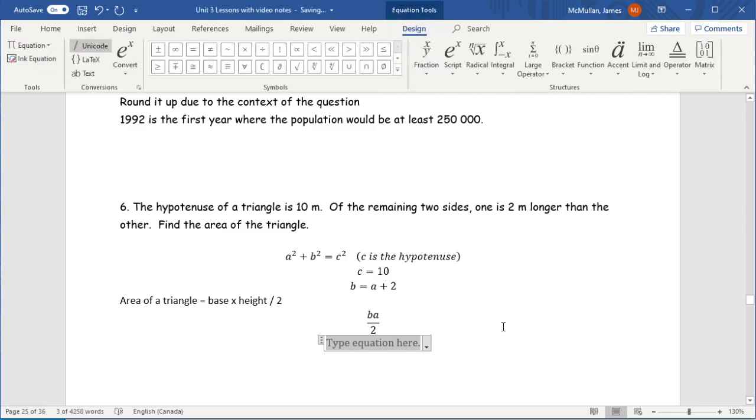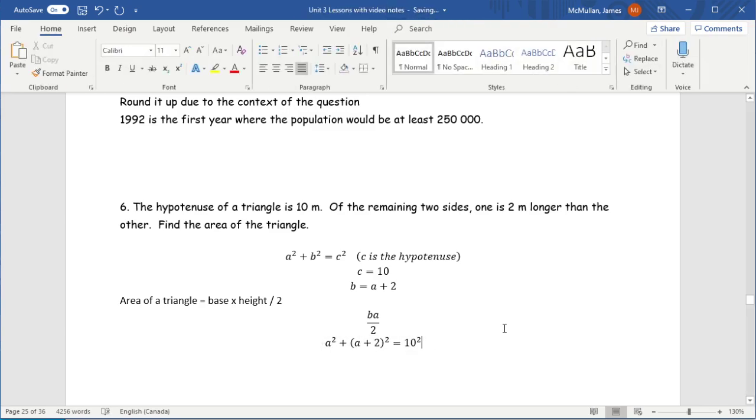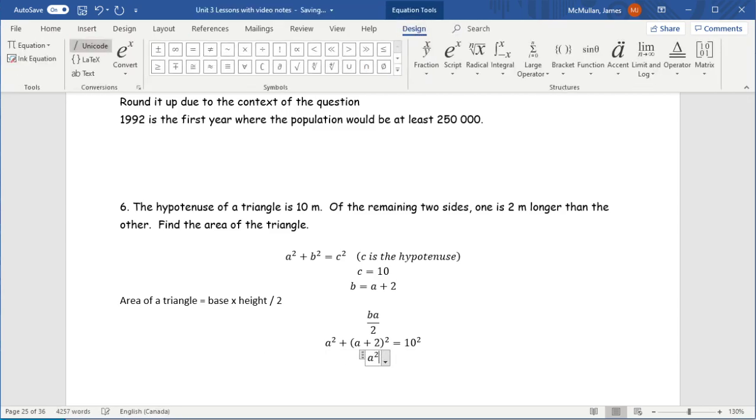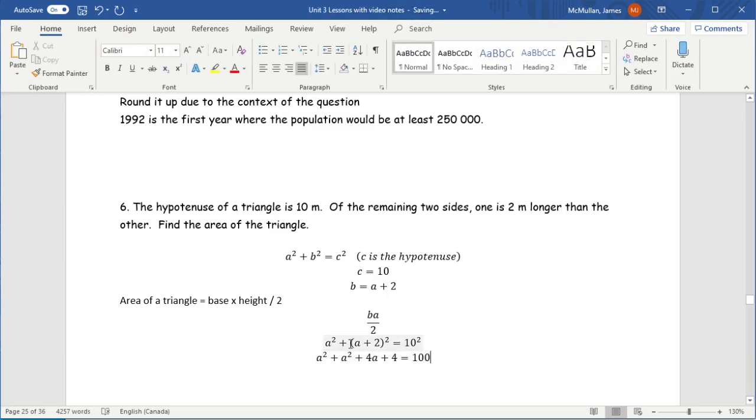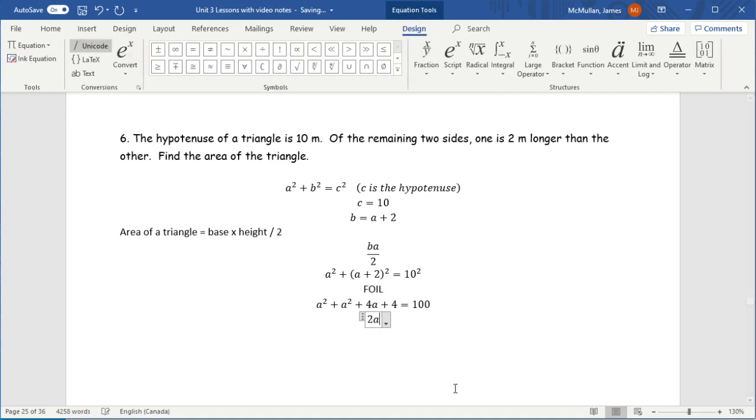Before we know how to do this, though, let's go back to our original equation and write down what we know. We know that A squared is A squared. We know that B is A plus 2, squared. And we know that C is 10, so C squared is 10 squared, right? So let's expand this. We get A squared plus 4A plus 4 equals 100. Remember, this bracket here, A plus 2, needs to be FOILed. So make sure you're FOILing that, not just squaring the two values. So we get 2A squared plus 4A minus 96 equals 0. Let's divide everything by 2.